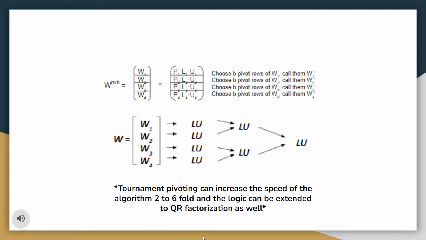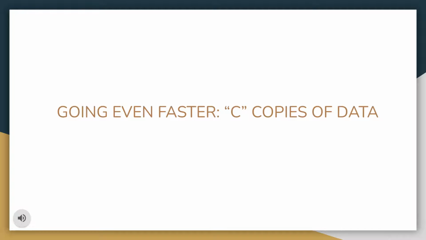So by eliminating pivoting from our operations, we can speed up the Gaussian elimination process. But it's possible that we can go even faster by using multiple copies of the data at once. I'm now going to hand it off to Alexa to talk about these multiple copies of data.